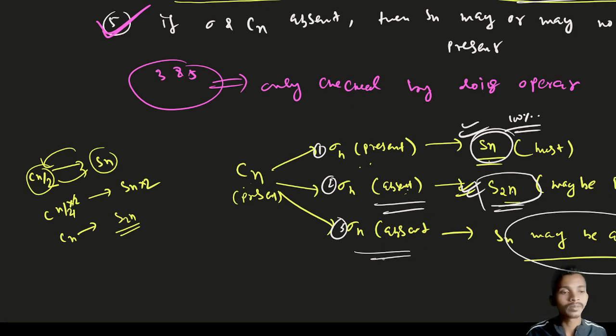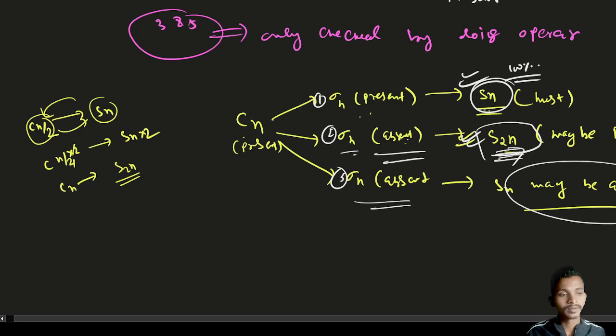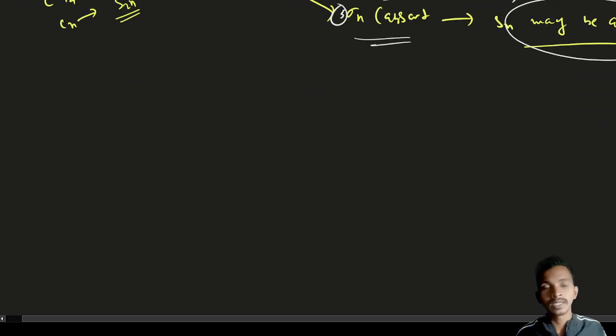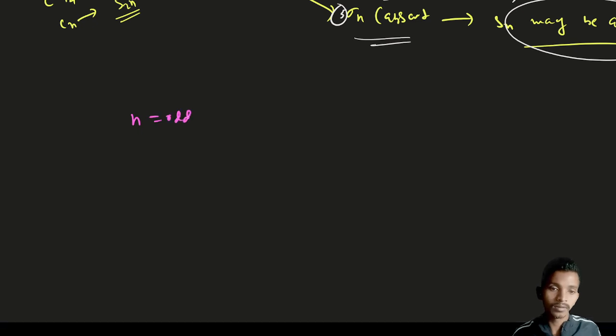And in the other case Sn may be absent if sigma h is absent, but S2n may also be present if sigma h is absent. The probability is about S2n, not Sn. We look at S2n. Okay, so now let's look at n equal to odd.